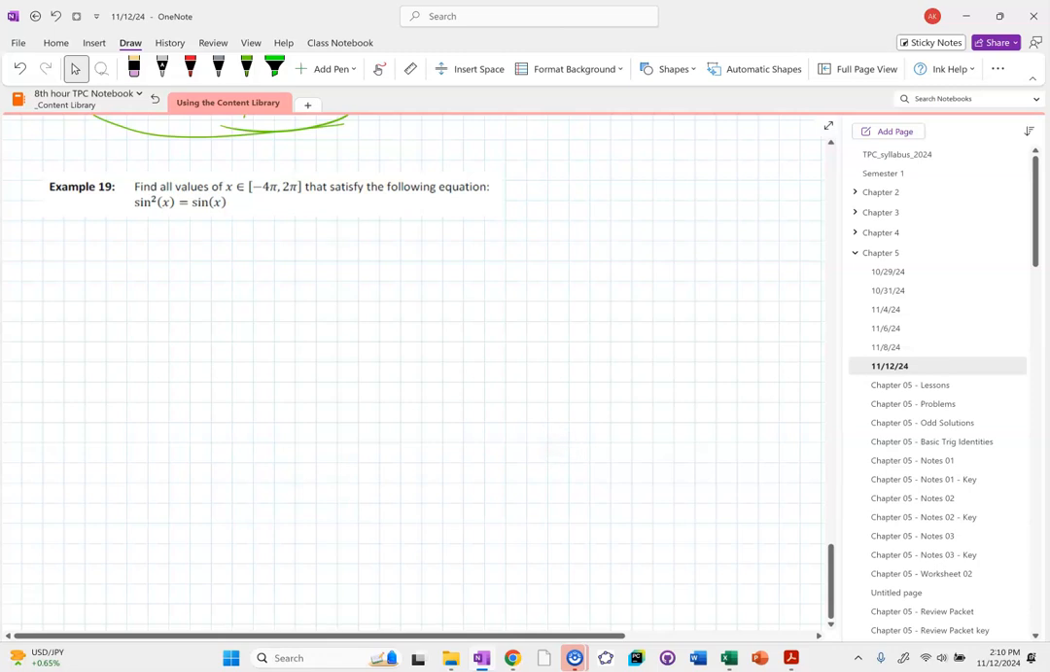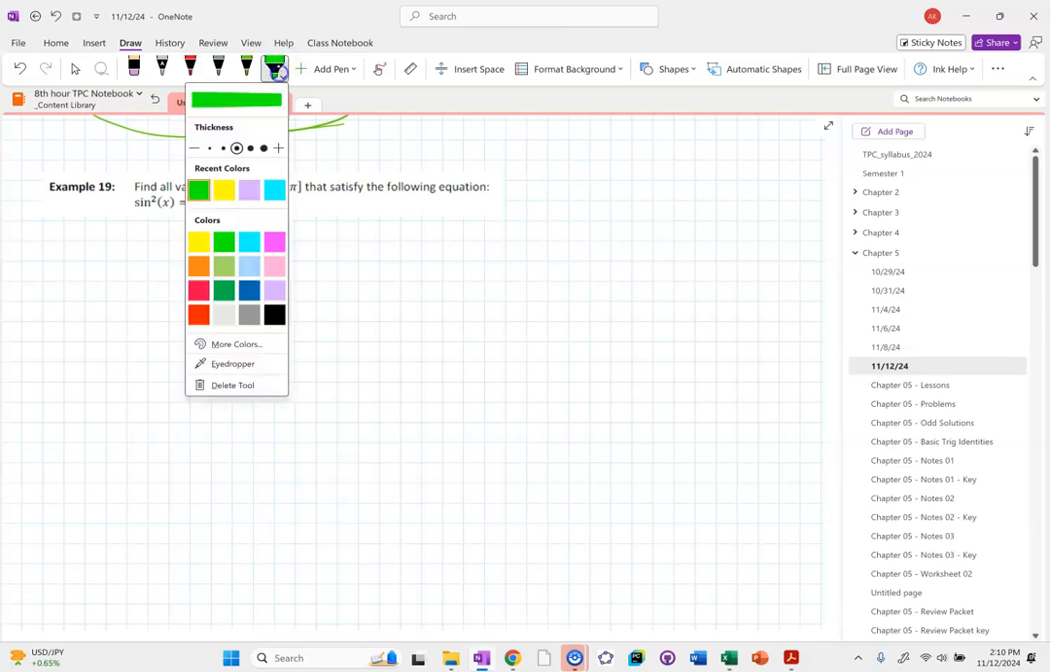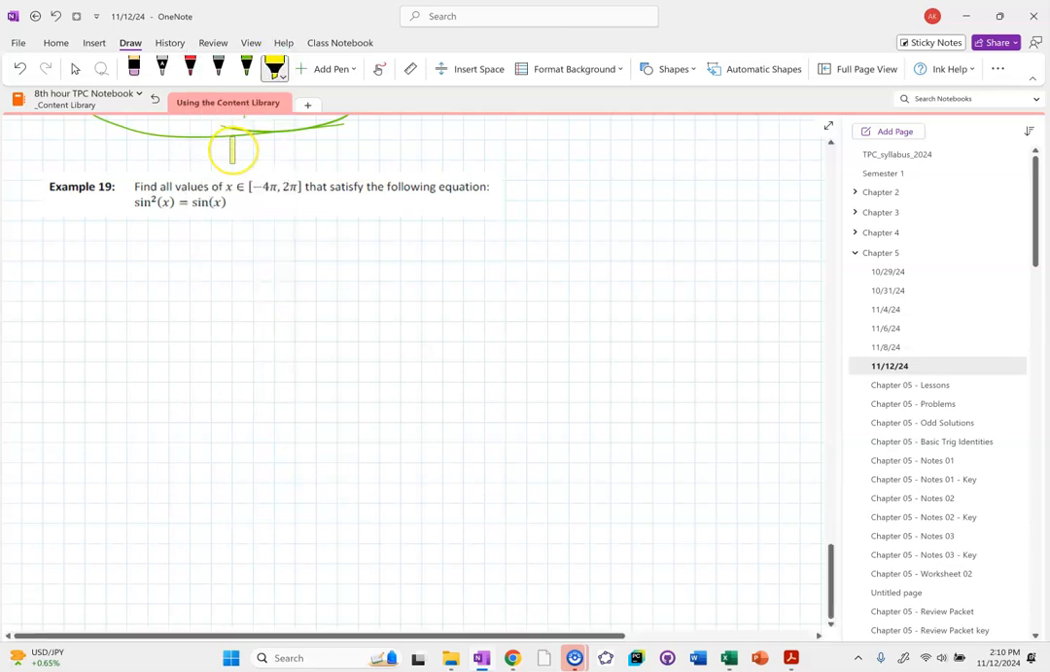All right, last example. Find all values of x on the interval from negative 4 pi to 2 pi. Notice right away here, this is the biggest interval we've tried to look on, right? This interval is like 6 pi long. So we're potentially looking at a lot of possible answers here.